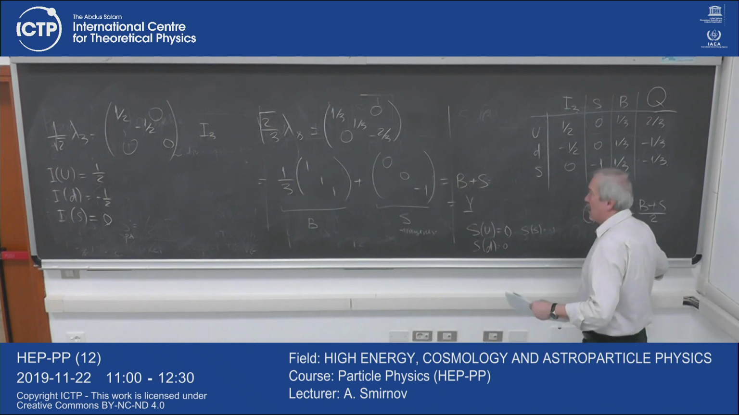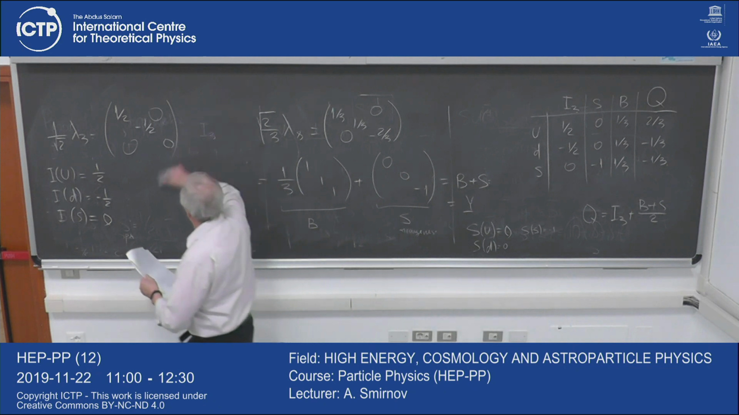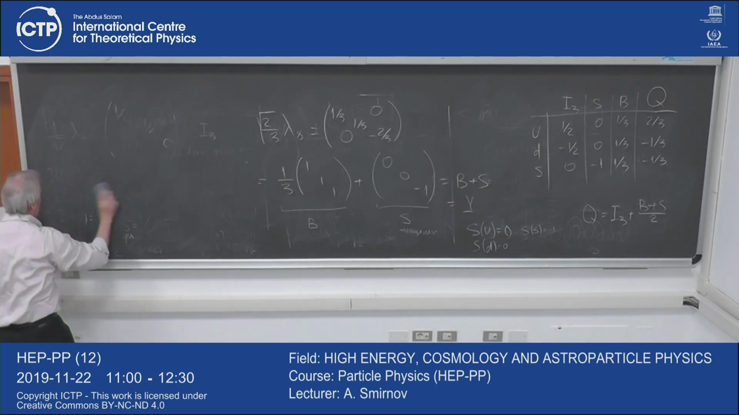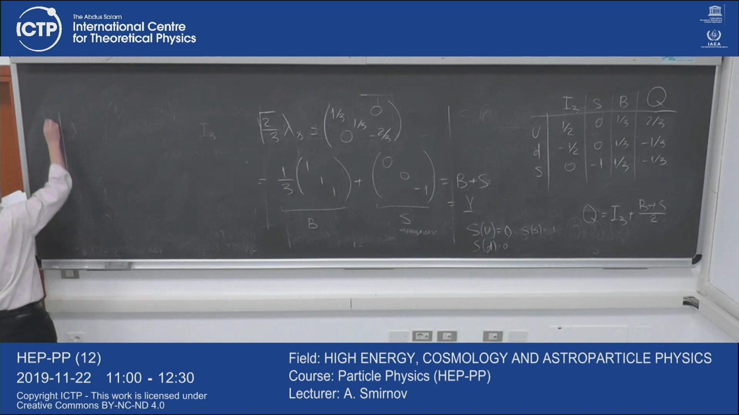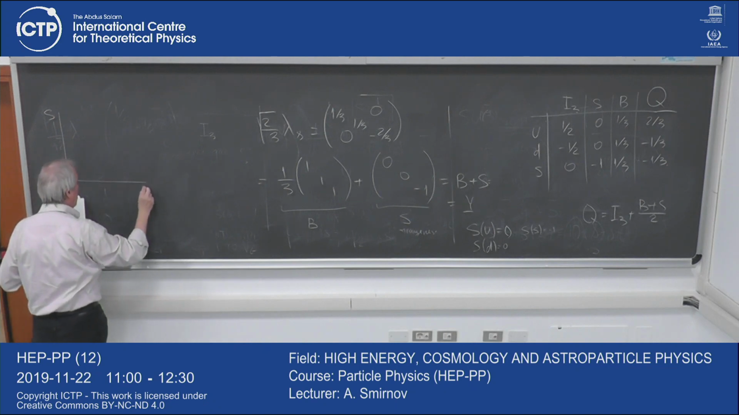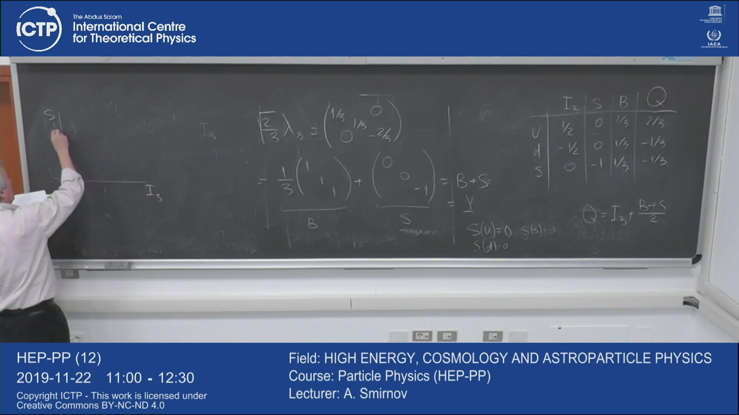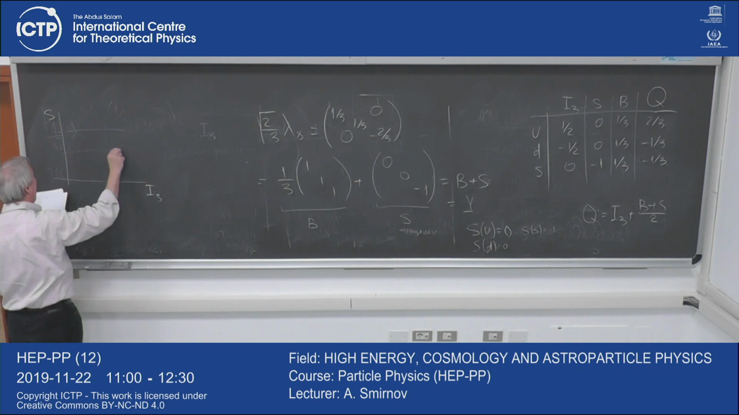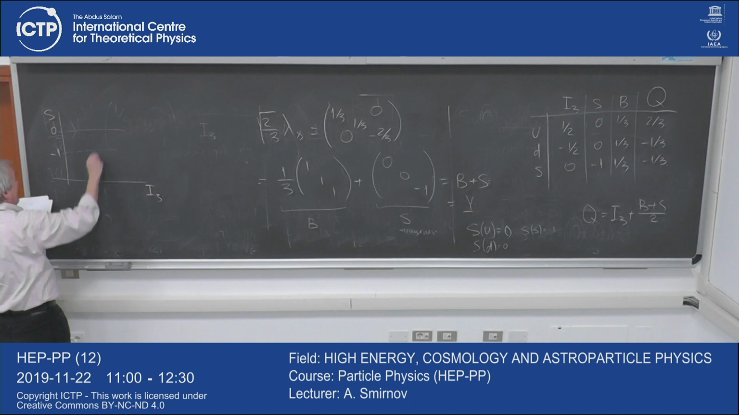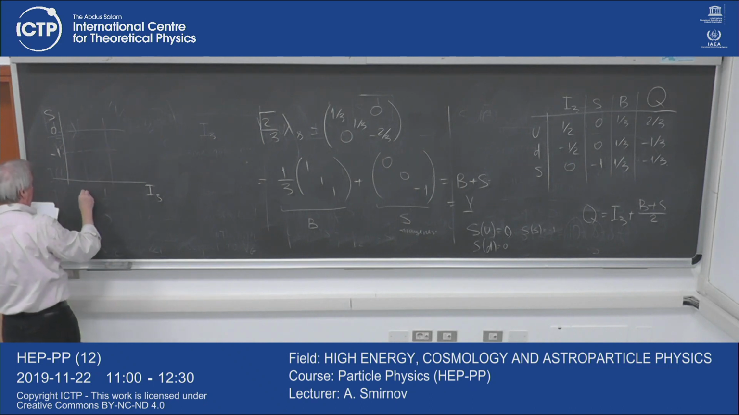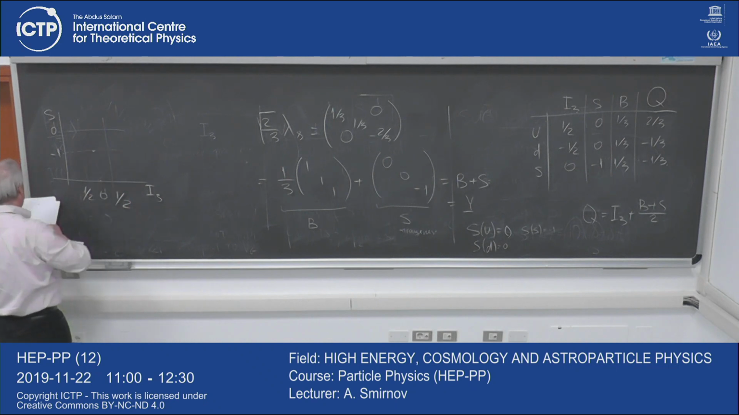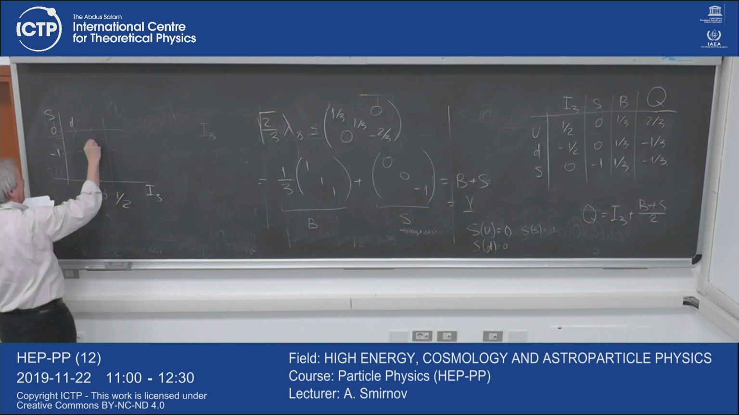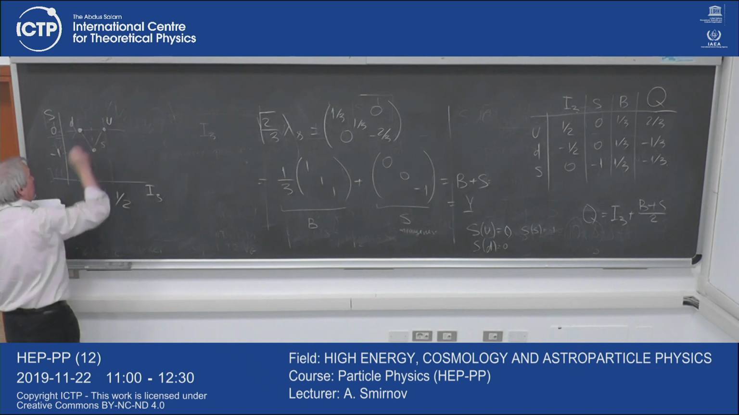We also can write the diagram in the plane of strangeness and isospin, which corresponds to 3 quarks. So it's very simple, because 0, minus 1, and here 1/2, and 0. And so we have D quark here, U quark here, and S quark here. So this simple triangle.